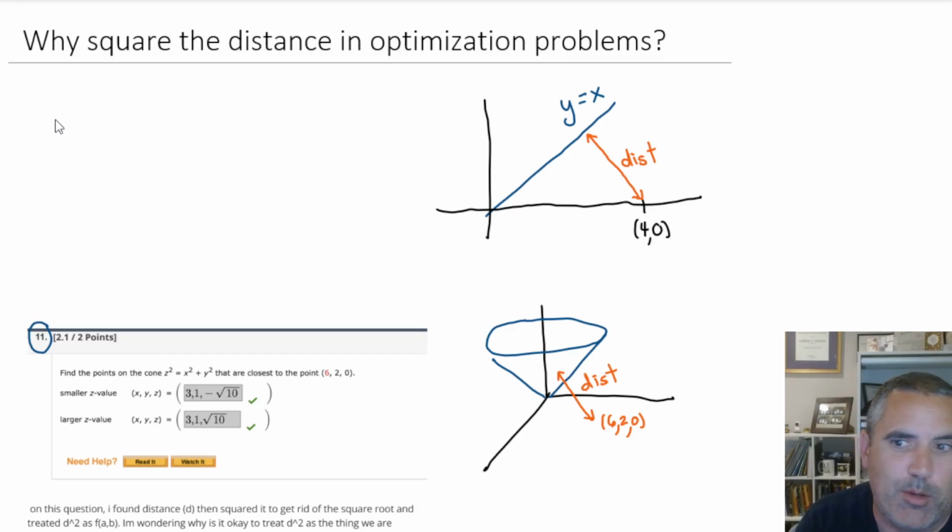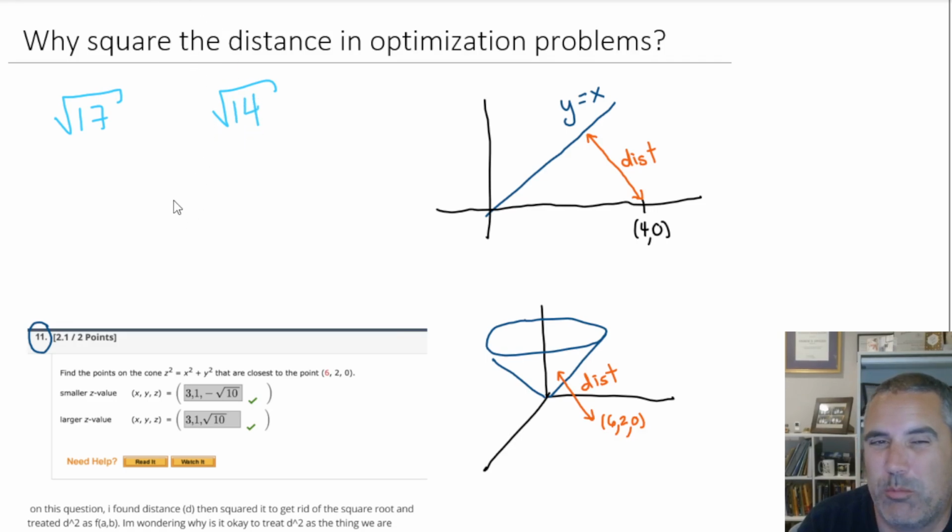But I often tell students, if I asked you which is bigger, the square root of 17 or the square root of 14, I bet you could tell me without pulling out your calculator. So think for a second, which one of those do you think is bigger? And most students tell me right away, square root of 17 is bigger. How do you know that?